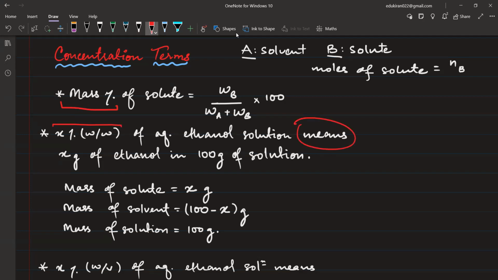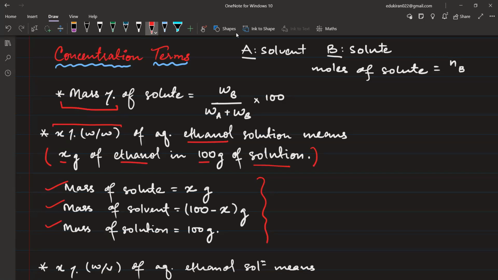What does this mean? The important thing is that you should know what it translates to in simple English. X percentage of W upon W means X grams of ethanol in 100 grams of solution. This is also very important: they have given ethanol as the solute, and aqueous means the medium is water, so the solvent is water. So it means X gram of ethanol in 100 gram of solution. Now this particular information can give you three things: the mass of solute, the mass of solvent, and the mass of solution.